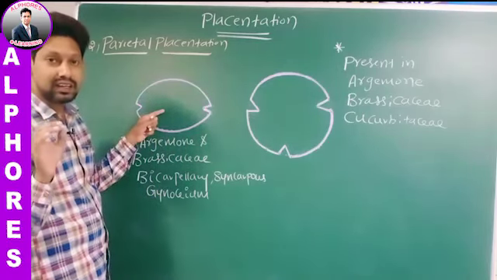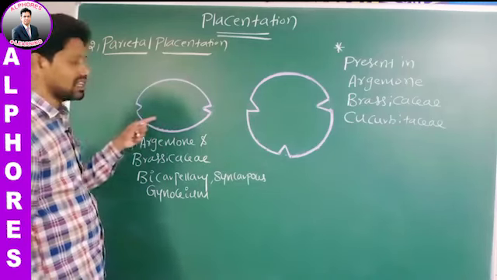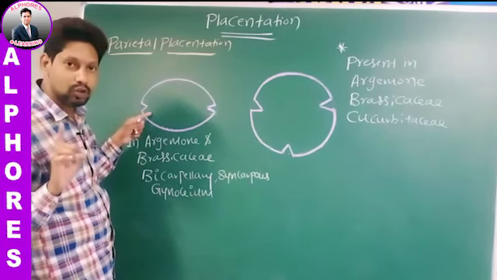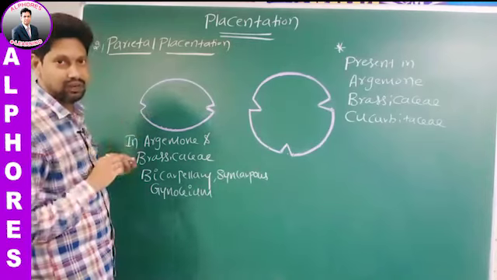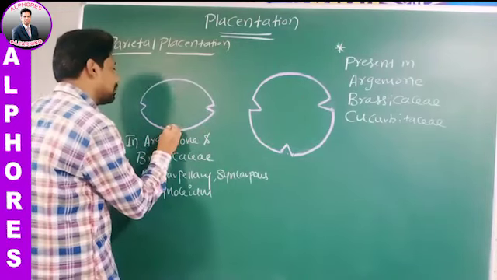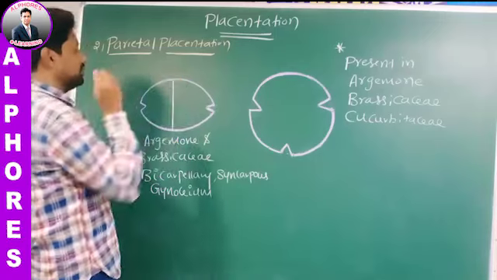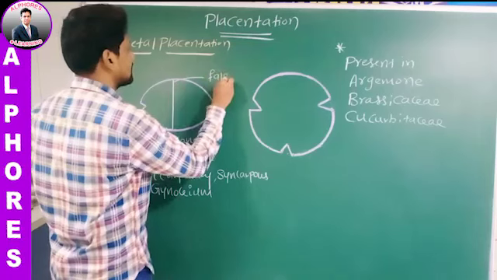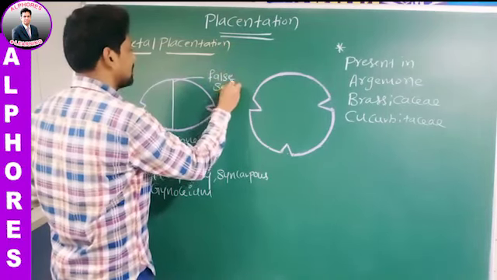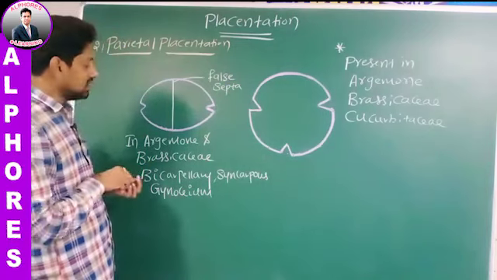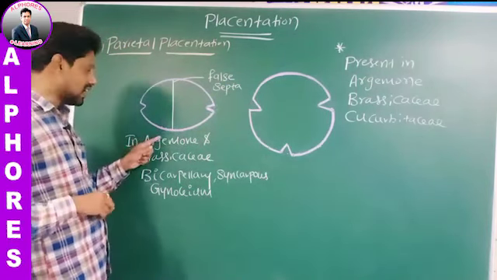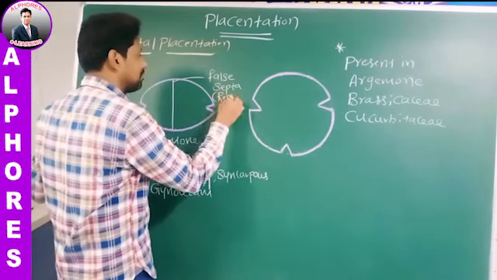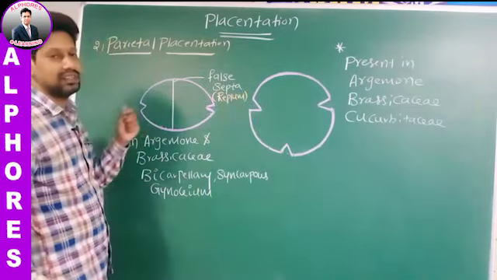Now how many locules are present here? Locule means ovarian cavity. Only one locule is present, which means unilocular. But due to the development of false septa, called replum in argemone and Brassicaceae, the ovary is divided.